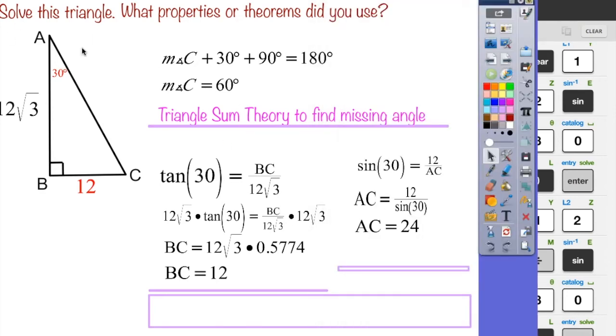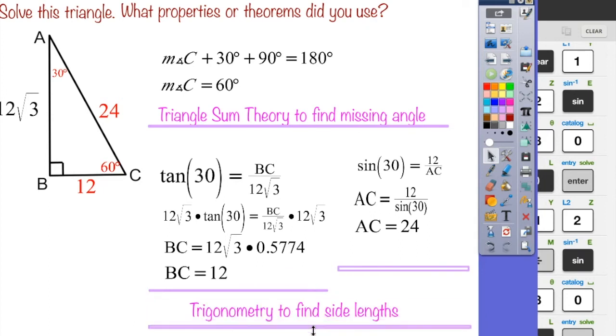And that makes sense because AC is my longest side. If I had gotten 6 for the answer, then you know you have to go back and find your mistake. Okay, so AC is 24 units, and we said that our missing angle, angle C, was 60 degrees. Okay, so we used trigonometry to find the missing sides, and we used triangle sum theorem to find the missing angle.